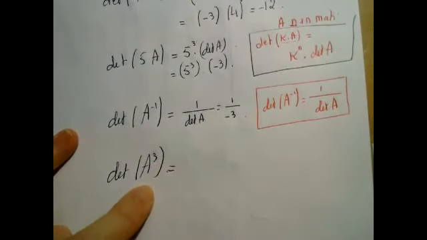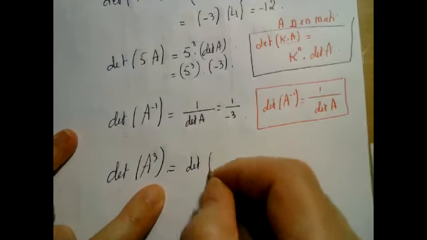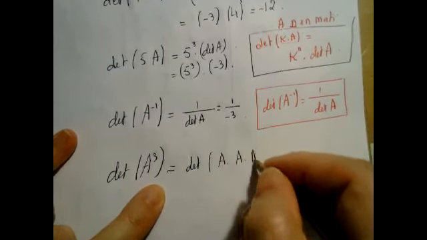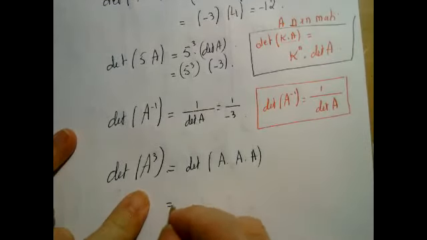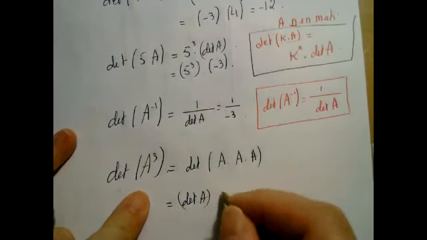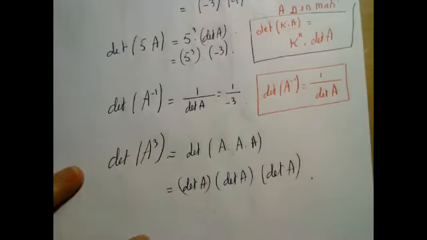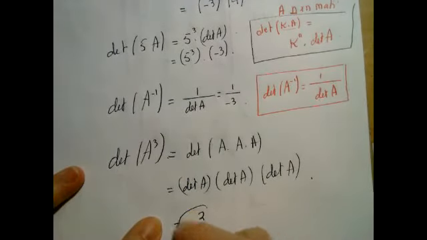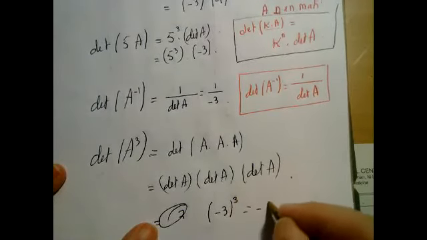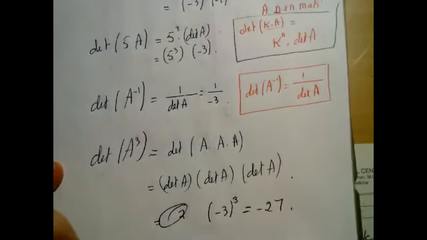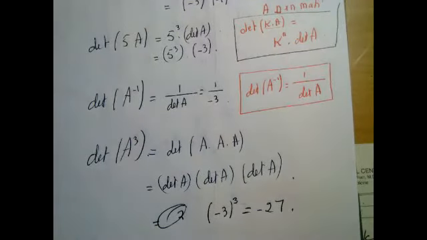Finally, what's the determinant of A to the power 3? What's A to the power 3? It's A times A times A. Since it's a product, I can multiply the determinants. The determinant of A is minus 3, given in the problem. So that's minus 3 to the power 3, which is minus 27. This gives you a quick review of determinants. Please finish the problems that I didn't do to help you know those very well.